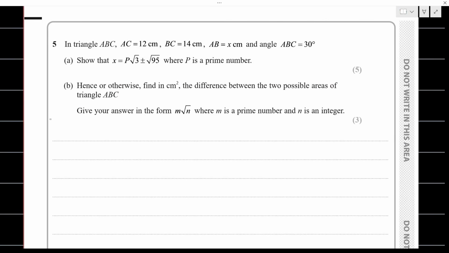So I can start solving this. In part A, I have a triangle ABC. The angle B is 30 degrees, as given in the question. BC is equal to 14, and AC is equal to 12. And we know that AB is equal to x. As there are two different values for x, as we know from the question, there are two possible values of x. So one of the x can be represented like this, another x would be in extended place, and this will also be 12. So there are two possible values of x.